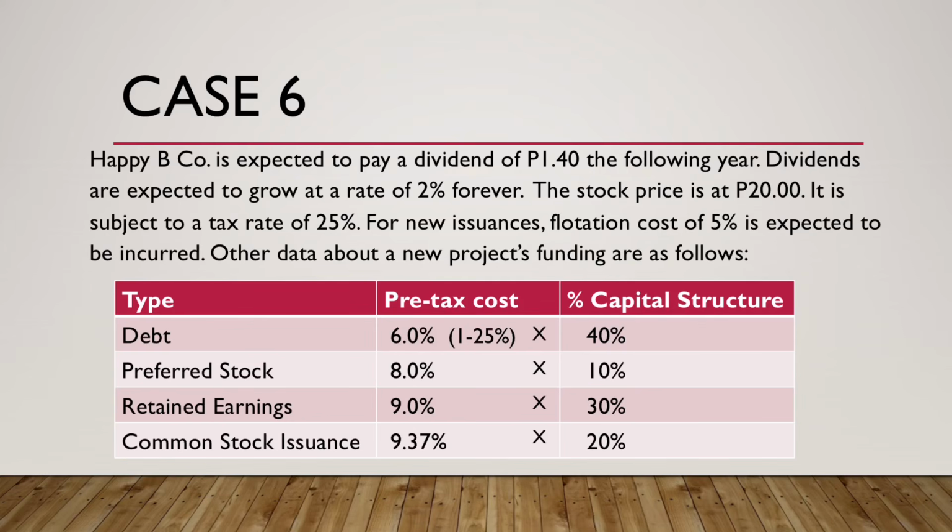6% times 1 minus 25% times 40% is 1.8%. 8% times 10%, 0.8%. 9% times 30%, 2.7%. 9.37% times 20% is 1.87%. So the overall cost of capital, the weighted average cost of capital is 7.17%. Okay? So we have now completed our discussion on the cost of capital.